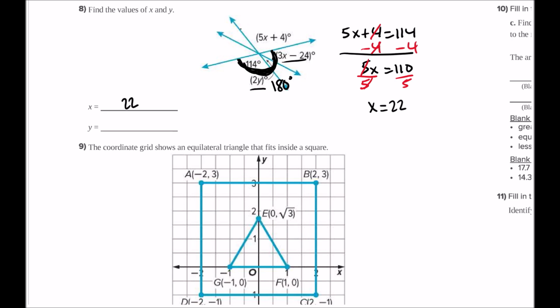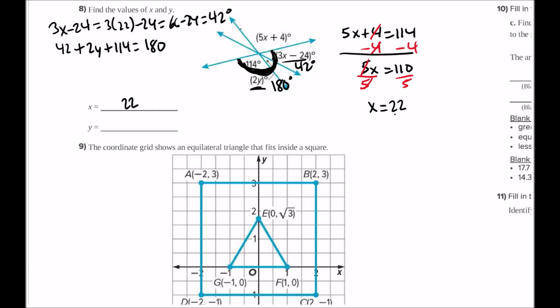So that's what we're gonna do. We're gonna add those together. We got 3x minus 24. Now we know what 3x minus 24 is, so I'm just going to plug 22 into that to see what that is. So that's 66 minus 24, which is 42 degrees. So we're going to do 42 degrees plus 2y plus 114, and that has to add up to 180.